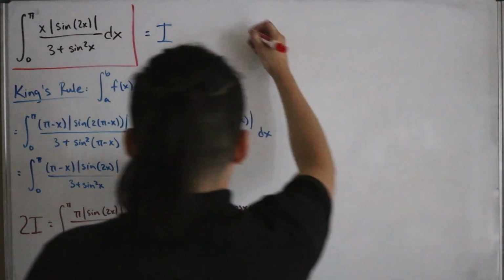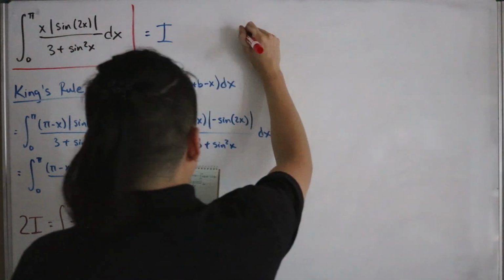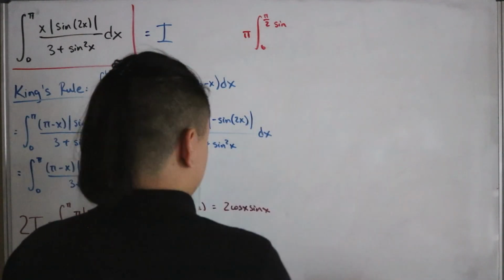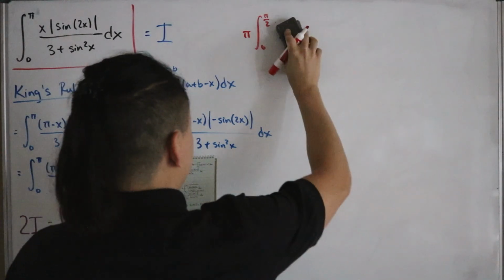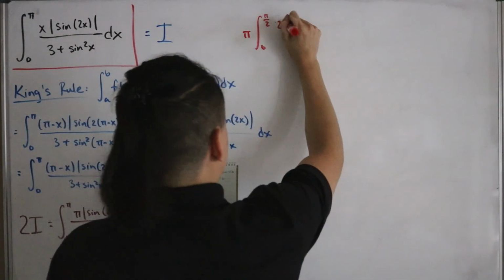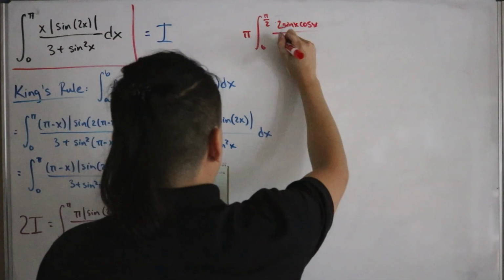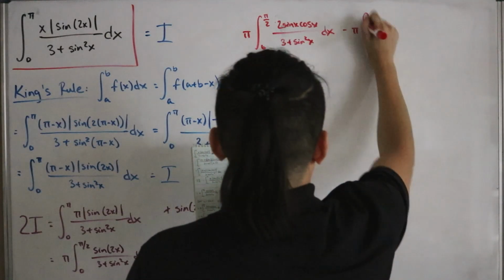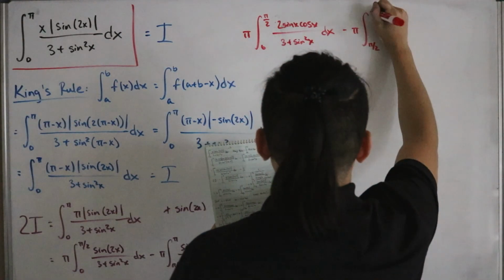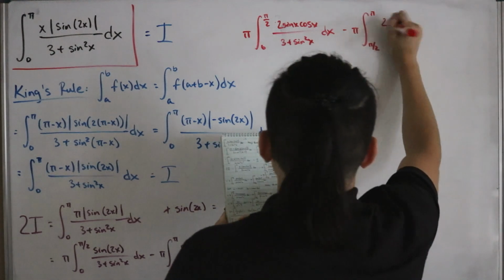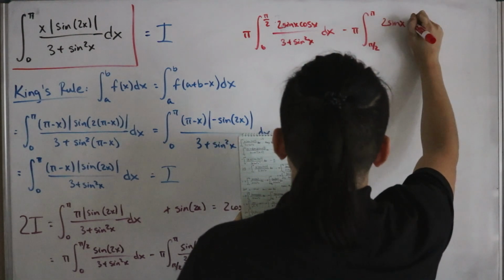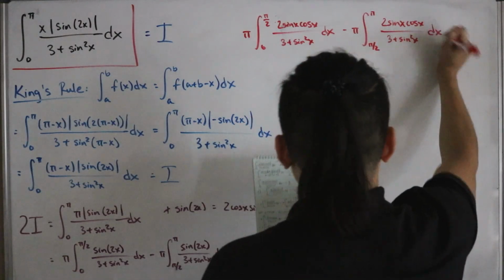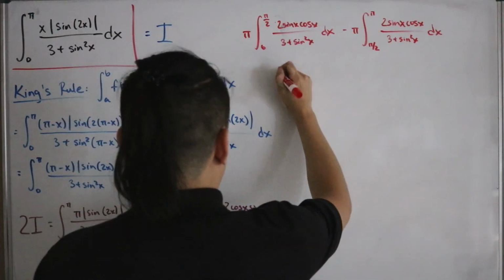By doing so, first I'll just replace the identity back into over here. So that means we have the integral from 0 to pi over 2 of, this should be really, 2 times sine of x and then cosine of x, divided by 3 plus sine squared of x, dx, and then subtract the integral from pi over 2 to pi, and this is going to be the same function again, or integrand. So 2 times sine of x and then cosine of x divided by 3 plus sine squared of x, and then dx.